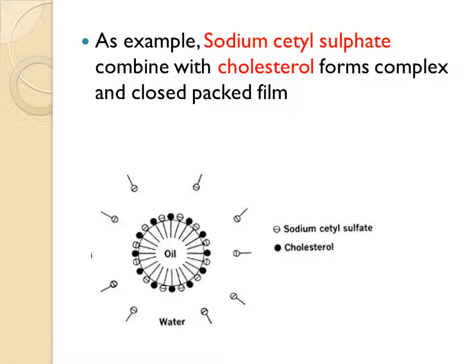Whatever film is formed should have certain characteristics. For example, the film should be flexible in nature. Flexible in the sense that when we shake the emulsion, the films get broken or disturbed, and after this breaking or disturbing, they should be formed again rapidly, so that two globules do not mix together and we do not observe instability. So this is one characteristic: the film should be flexible so that it gets reformed rapidly.